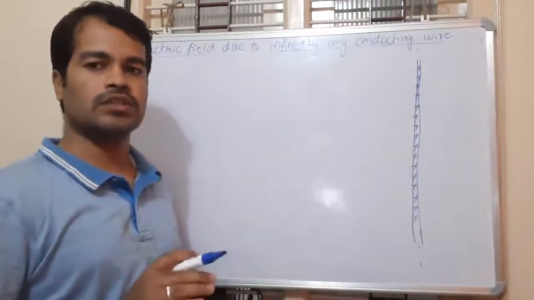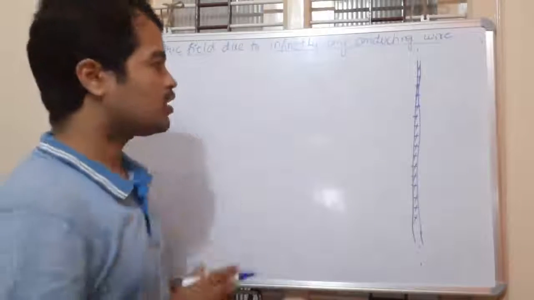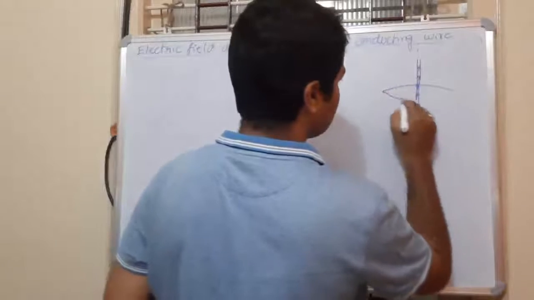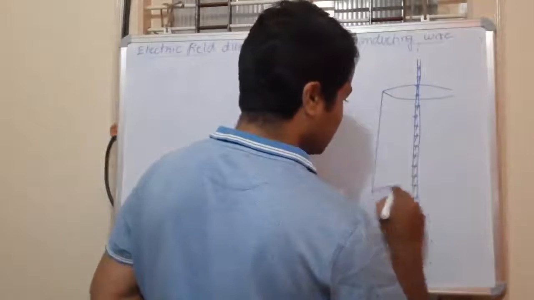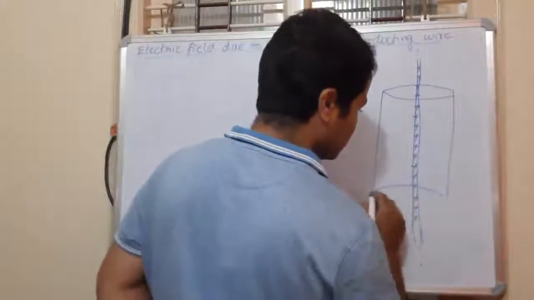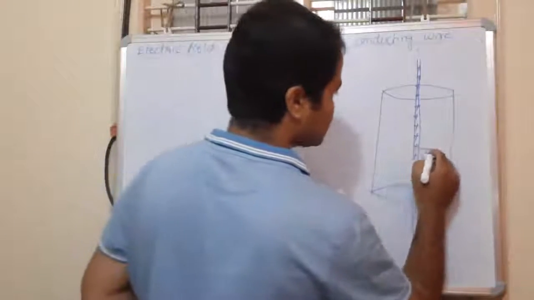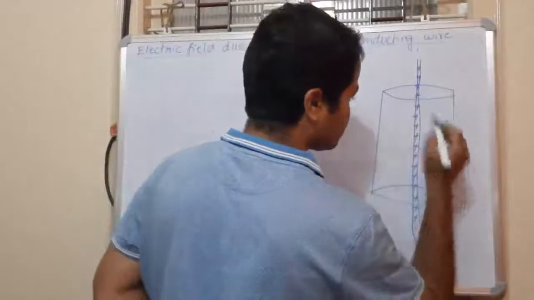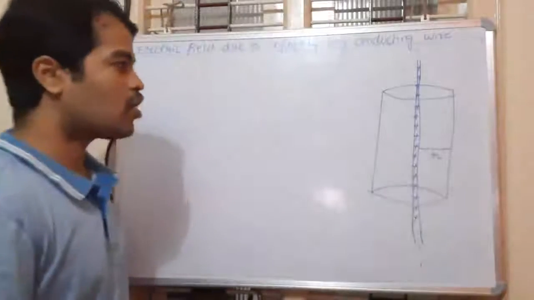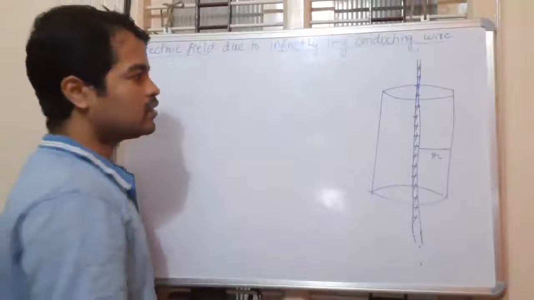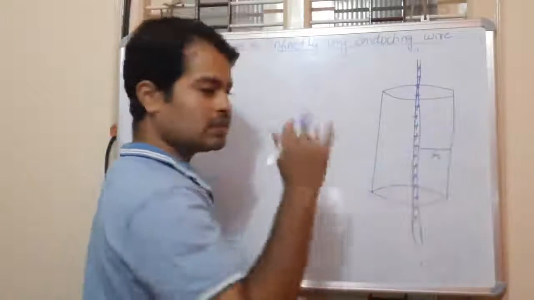Now in order to do this, we need to consider a Gaussian surface. So the Gaussian surface I am going to consider like this, a cylindrical Gaussian surface. This is the cylindrical Gaussian surface, whose radius is r. Now in order to find the electric flux over the whole area, we need to see that there are three surfaces.